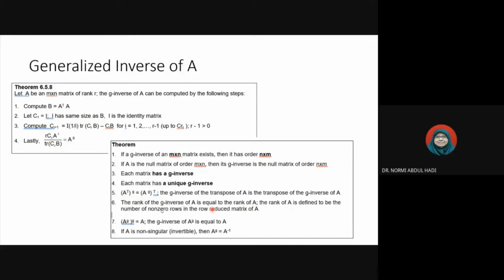The rank of A is defined to be the number of non-zero rows, or the number of leading ones, after we reduce the matrix A. And AGG equals A: the inverse of the inverse matrix, we get back the matrix A. If A is non-singular, then AG is equal to A inverse.